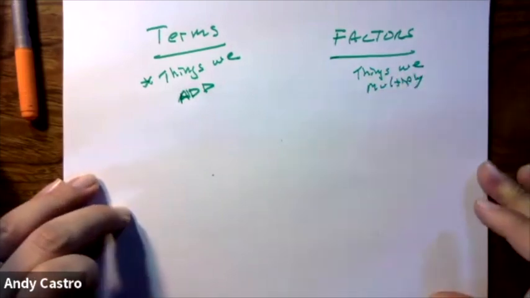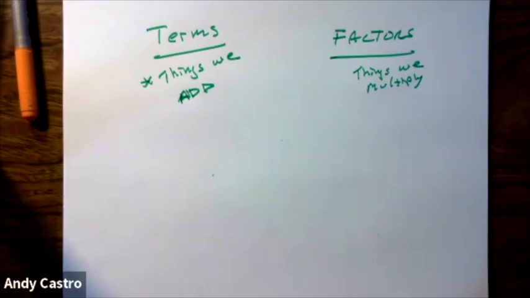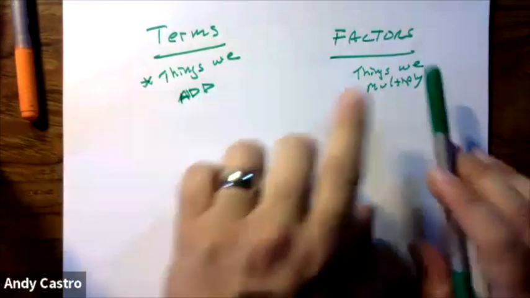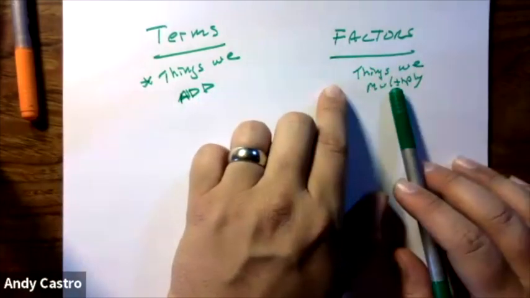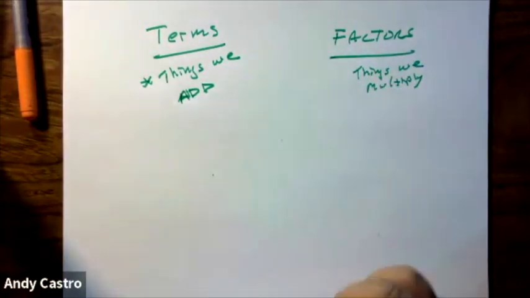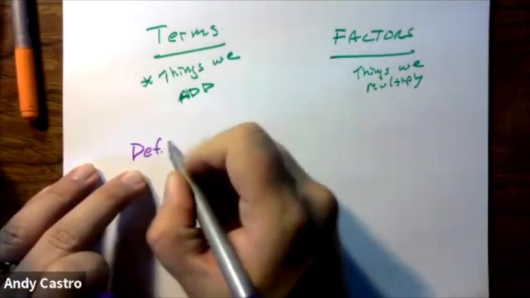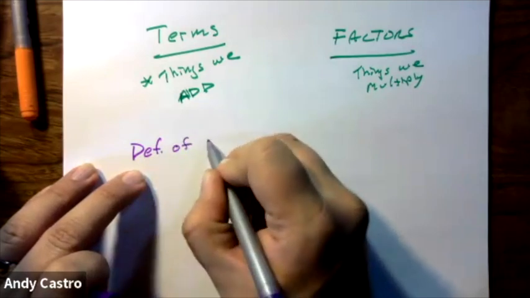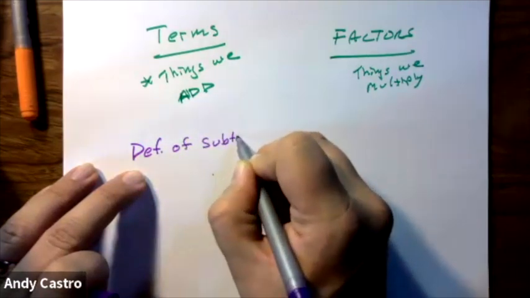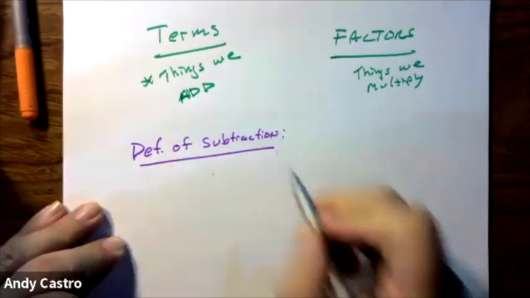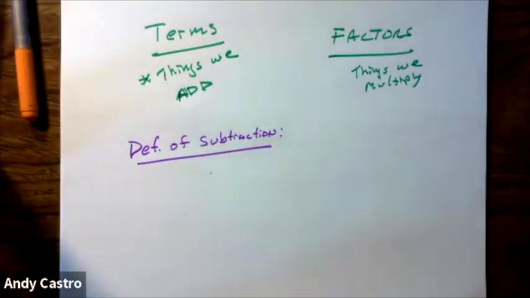And I told you before that we were going to look at the definition. Terms are things we add or subtract, and factors are things we multiply or divide. And we're going to shorten that to things we add and things we multiply. And to show you that, write down in your notes the definition of subtraction. What is the definition of subtraction?